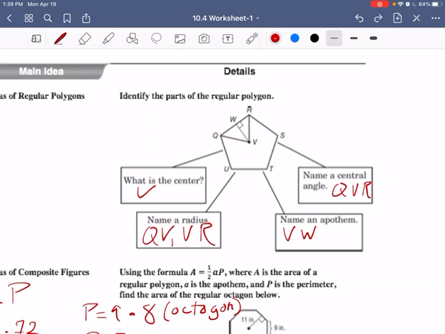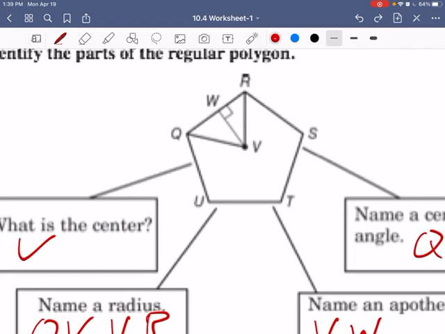Okay, then name an apothem. The apothem is at that perpendicular. You can see the 90-degree angle that they represent right there, and it's directly in the middle. So it bisects this QR right here, perpendicularly. So this would be 1/2, and this would be 1/2. That is the definition of an apothem. It goes at a 90-degree angle. It's a perpendicular bisector of this section right here, leading straight to the center.